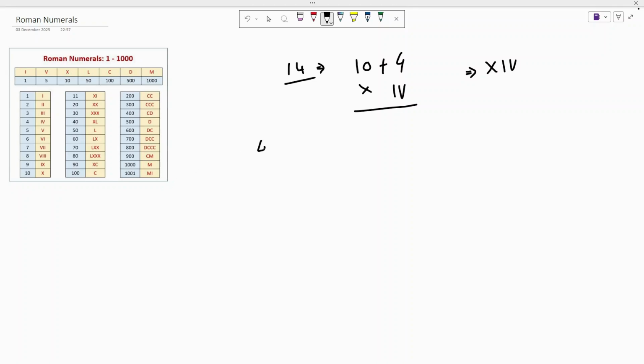Next example is 47. 40 we represent as 50 minus 10. 50 is represented by L, and 50 minus 10, which is 40, is XL, plus 7, which is 5 plus 2, VII. So for 47, the Roman numeral will be XLVII.